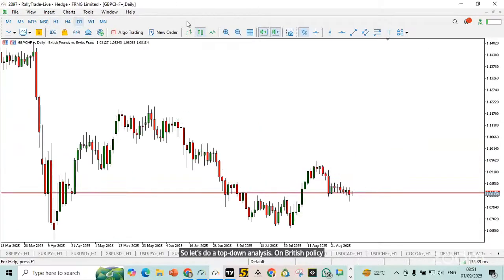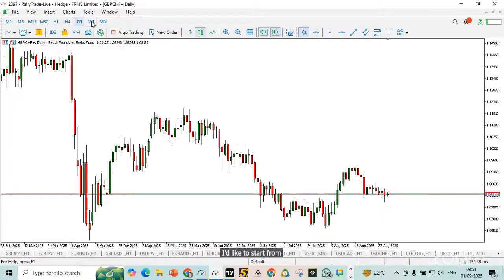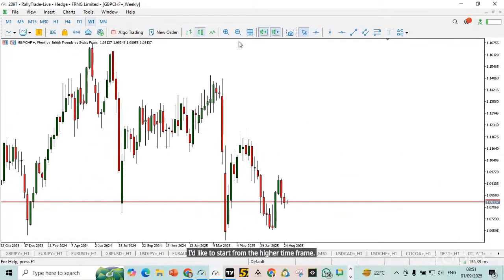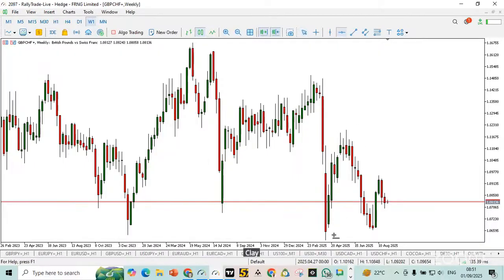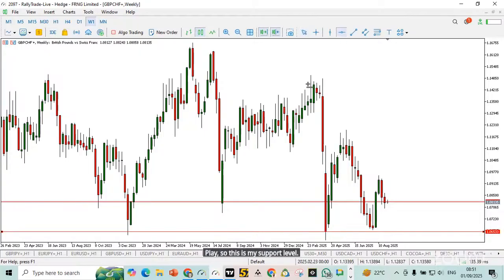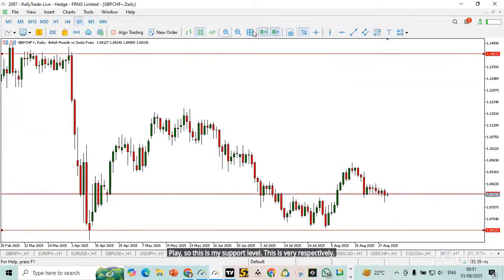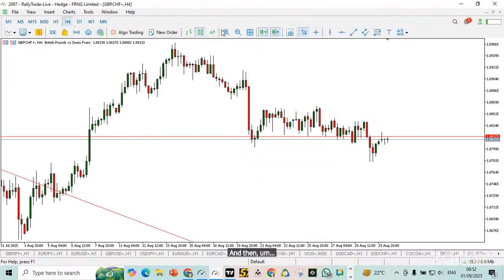I'd like to start from the higher time frame and go as high as this, just to be sure and to be clear. So this is my support level, and this is my resistance level, the highest high. Then for this short term, price has gotten to the support level and is not creating a new lower low. In fact, it bounced off that level, and I can see it has created a higher high.